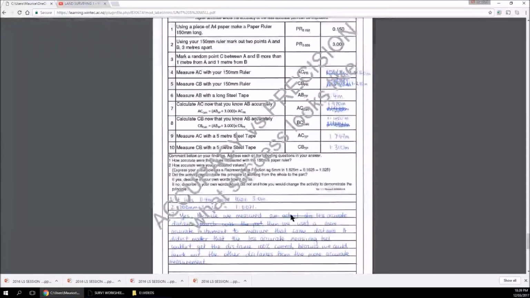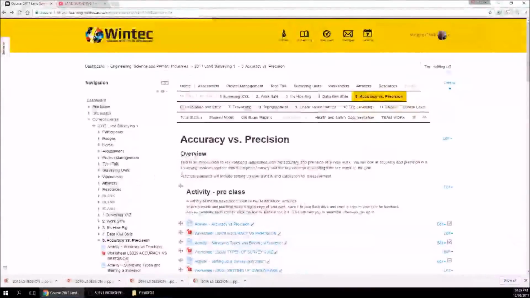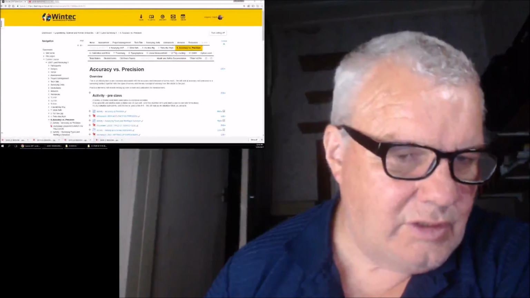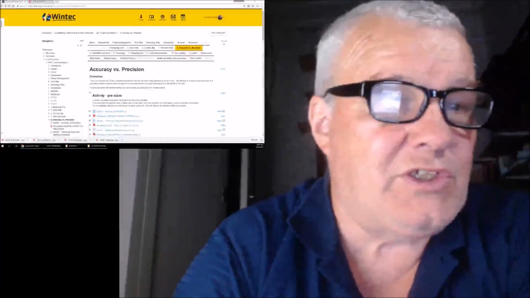And this little exercise here, when it goes right, it shows it. Sometimes it doesn't quite go according to plan, but it's worthwhile. Okay, and these are the practical tasks that you're going to get signed off. So that's pretty much it for this one. I'll just go back here to the Moodle topic. So, topic 5. And that's it for topic 5, accuracy versus precision.